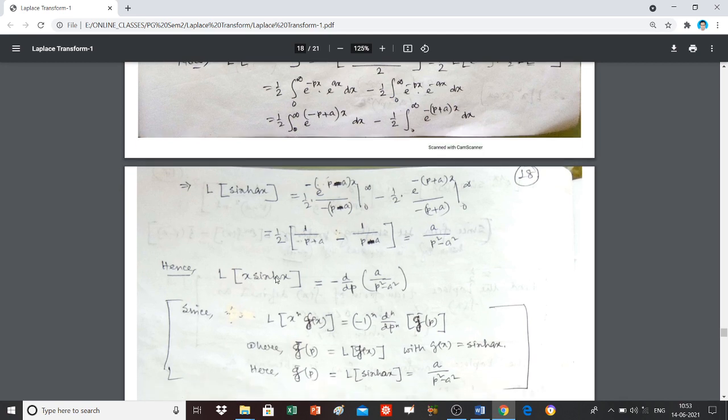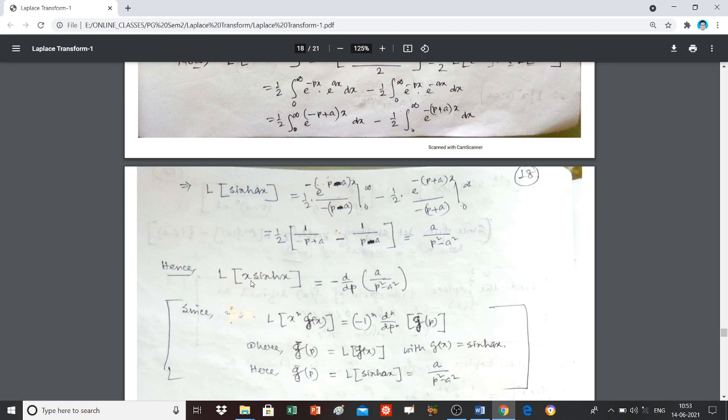So now we have to compute the Laplace transform of x sine hyperbolic ax, and you know that the Laplace transform of x to the power n times g(x), where g(x) is the function, is equal to minus 1 to the power n, d^n by dp^n of g(p). You know this relation. And here g(p) is the Laplace transform of the function g(x) that is given. So our function is here, the Laplace transform of sine hyperbolic ax is equal to a by p square minus a square.